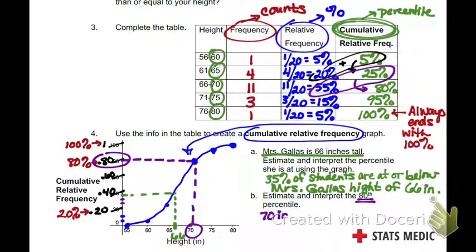So 70 inches. How would I interpret that then? What does that mean in the context? 80% of students are at or below 70 inches. That's exactly right. 80% of students are at or below 70 inches. Beautiful.